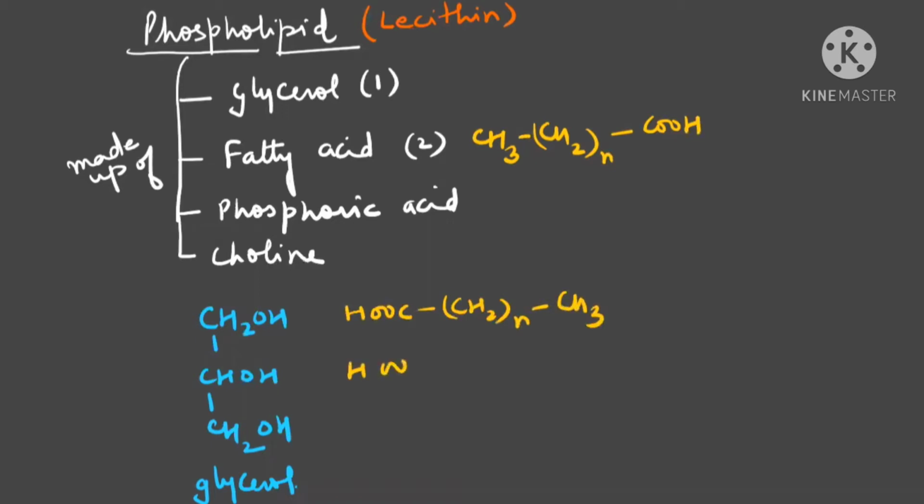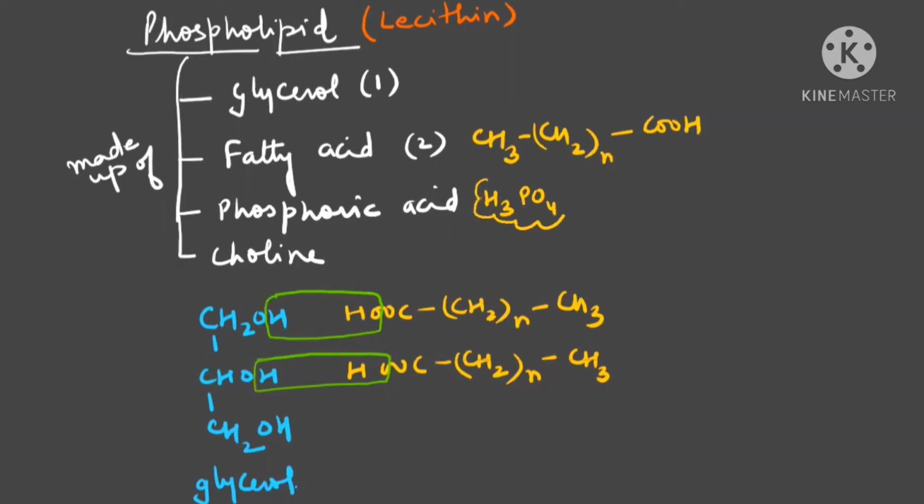The second fatty acid is also attached. Now, fatty acids can be saturated or unsaturated hydrocarbons. In our explanation right now, we are assuming saturated hydrocarbon. It is a condensation reaction and a water molecule goes out to form an ester bond. So this is the ester bond formation. Now at the third position, phosphoric acid will be attached. Phosphoric acid means H3PO4. This is the phosphoric acid we have to attach.